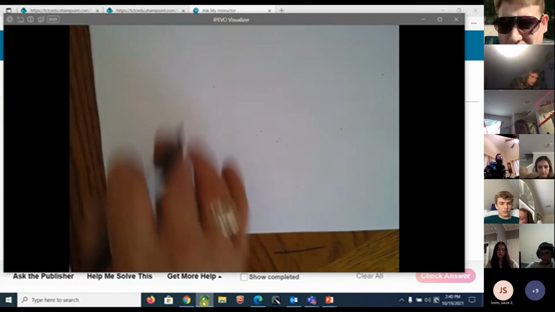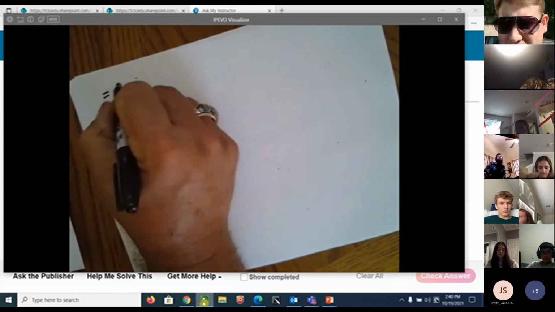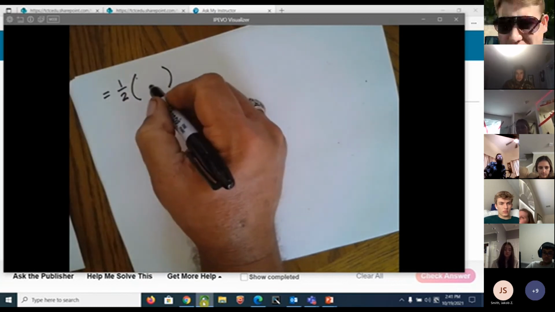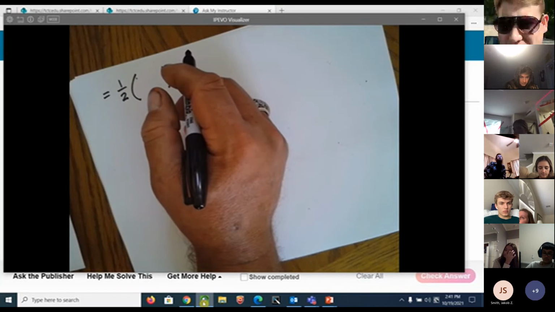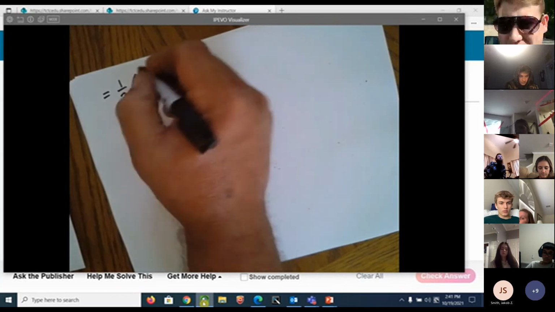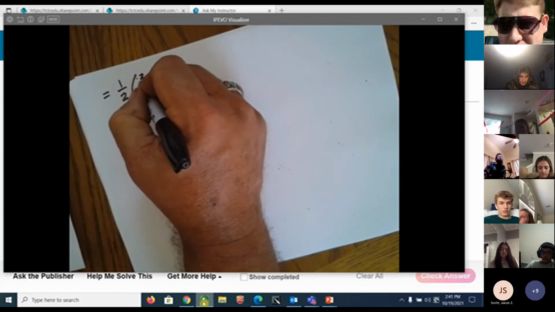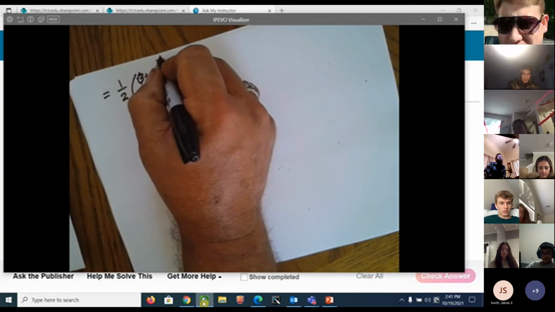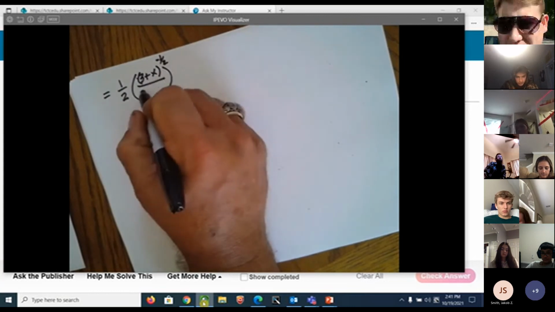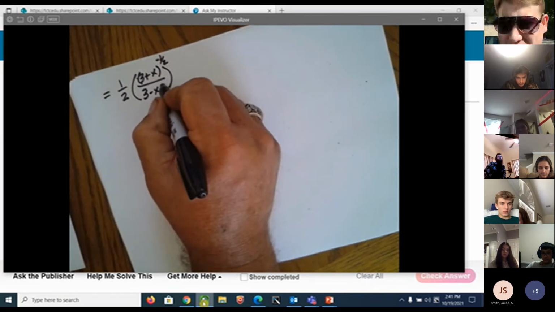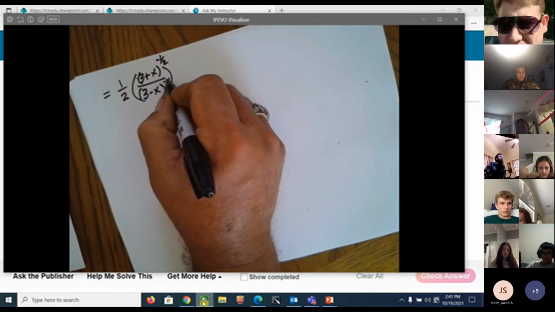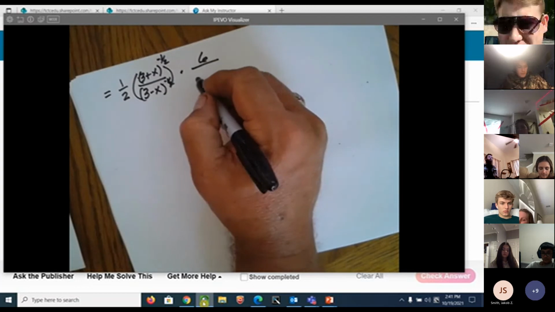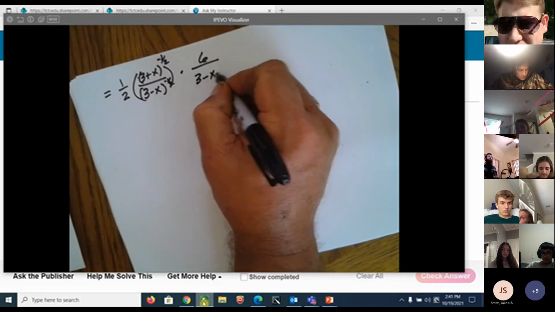I'm going to put that on the next page. Equals 1/2. We could flip this in the middle, but I'm going to do this. I'm going to do 3 plus x to the negative 1/2, 3 minus x to the negative 1/2, times 6 over 3 minus x squared.